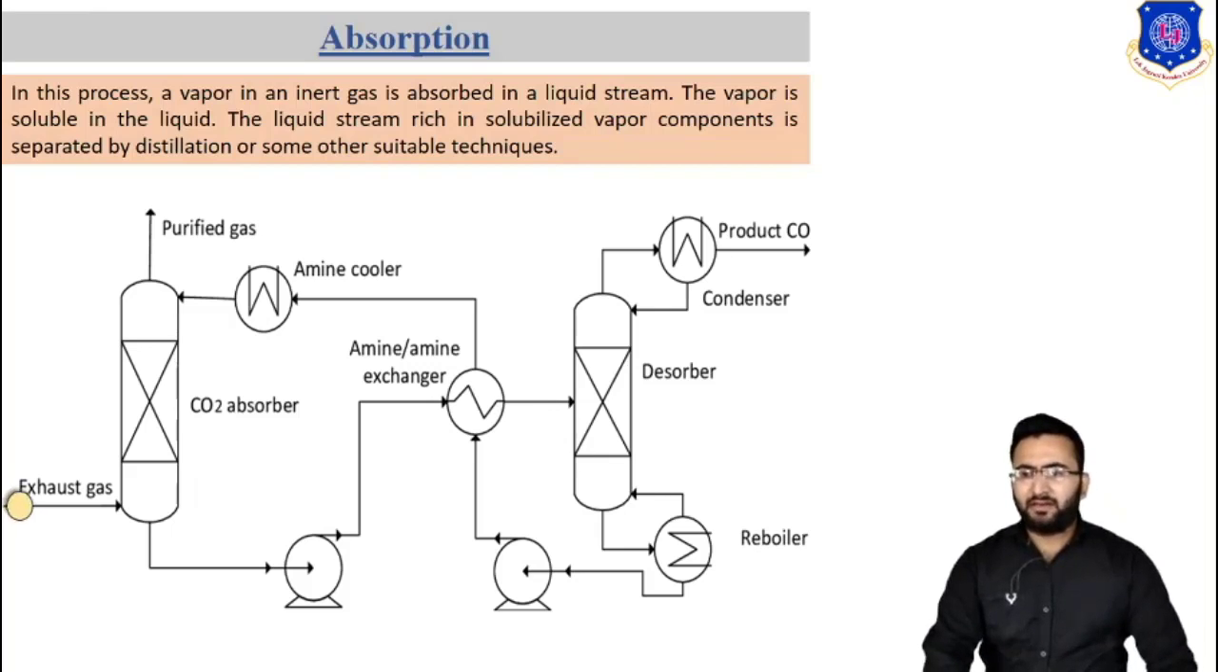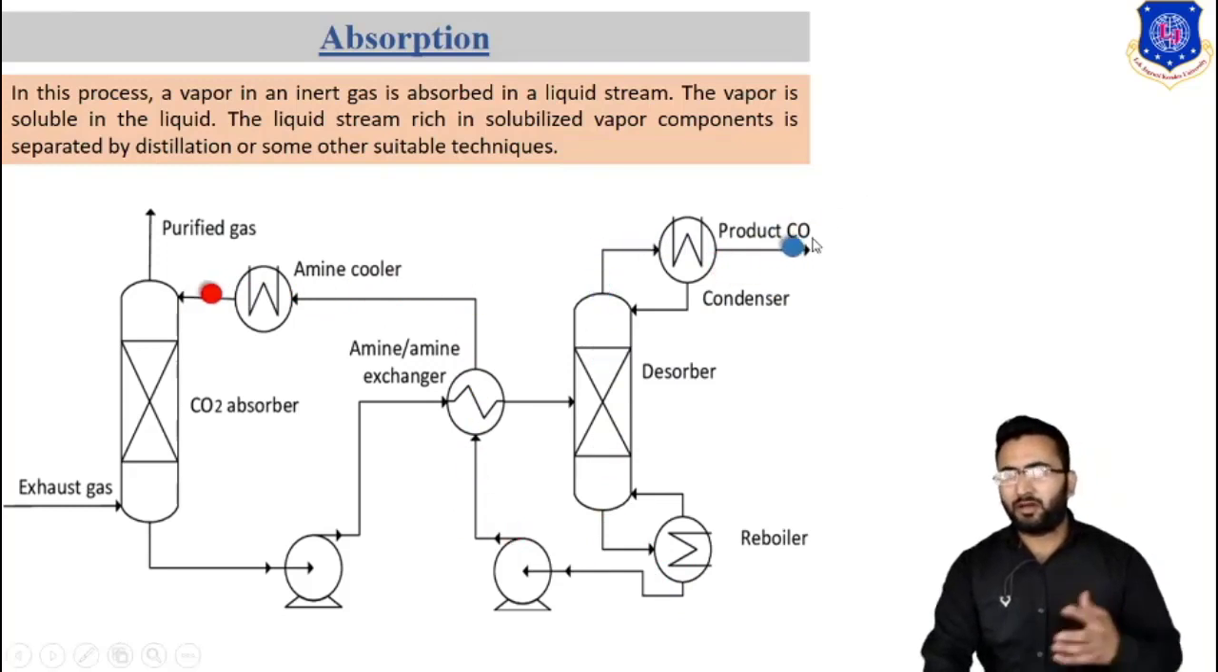To understand this, let's consider this example. Let's consider this exhaust gas which enters the CO2 absorber, and this CO2 absorber absorbs the CO2 and separates the other gases from the CO2. We can get pure gas from the top of this column, and the other gas can be transferred using the bottom. Then this amine will be transferred to another column and the desorption process initiates, where we can get the other component and we can get pure CO2. So this is all about absorption.